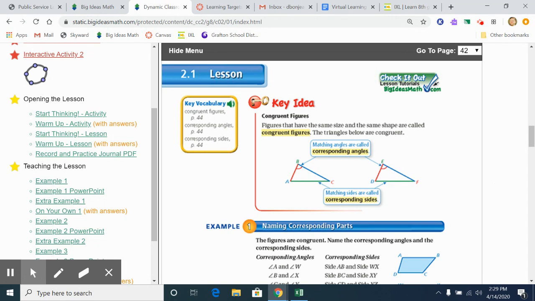We are going to get into Chapter 2 today. We're going to start with 2.1. I will be honest, this is a pretty easy lesson. All right, so I'm going to kind of fly through.